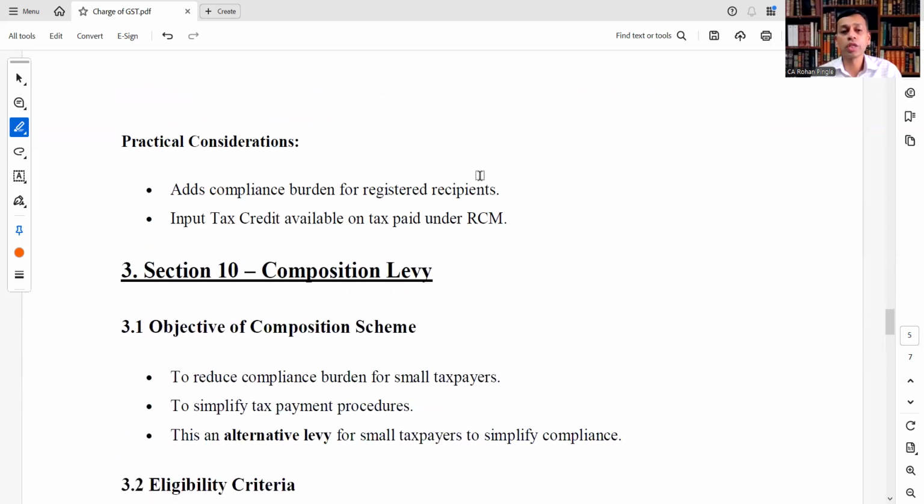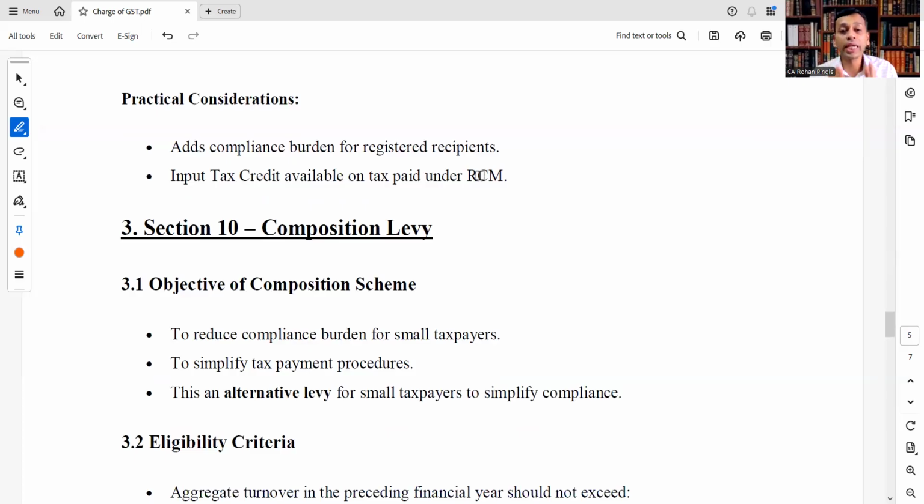Practical consideration is that it adds compliance burden for registered recipients, and input tax credit is available on tax paid under RCM. These are the practical considerations: compliance burden for registered recipient will be added, and an input tax credit available on tax paid under RCM.